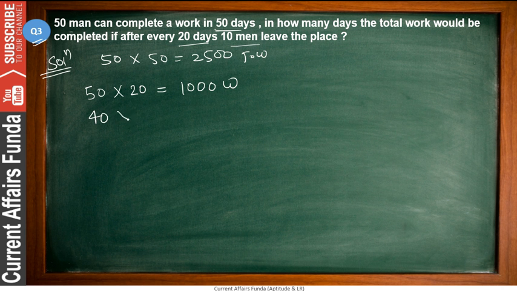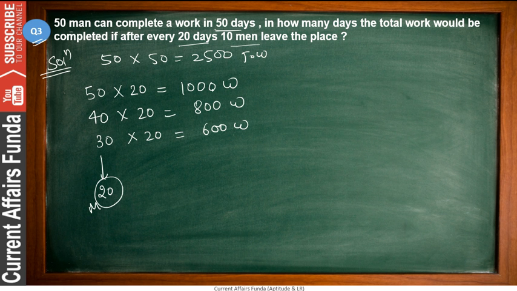That means 40 men are there, they will work for 20 days. The total work will be 800 units, and again after 20 days 10 more men leave, so there will be 30 men into 20 days, they will do 600 units. Okay, so friends, in the next slot 10 will also reduce, and the total will be 20 men. Okay, so first of all calculate so that the work does not exceed 2500, so 1000 plus 800 plus 600 will be 2400 work.